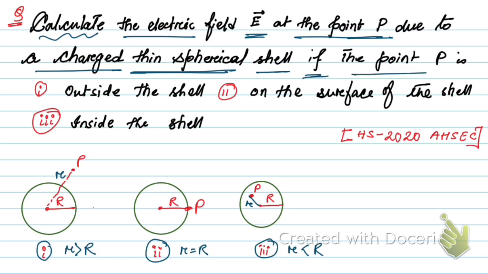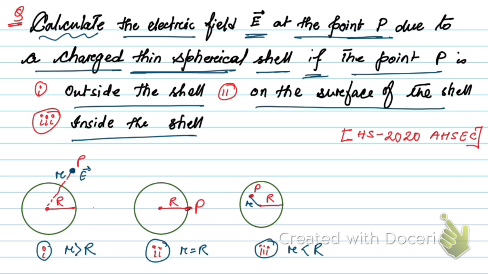There are three cases: if the point P is outside the cell, on the surface of the cell, and inside the cell. So in the first case, P is outside the cell. And if P is on the surface of the cell, then small r is equal to capital R, where capital R is the radius of this cell and small r is the distance from the center to the point P. So in the first case, small r is greater than capital R. In the second case, both are equal. And in the third case, small r is less than capital R, which means P lies inside the cell.